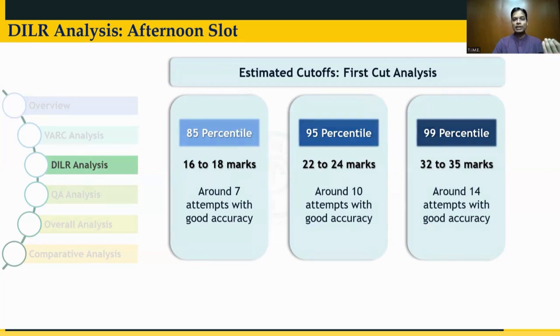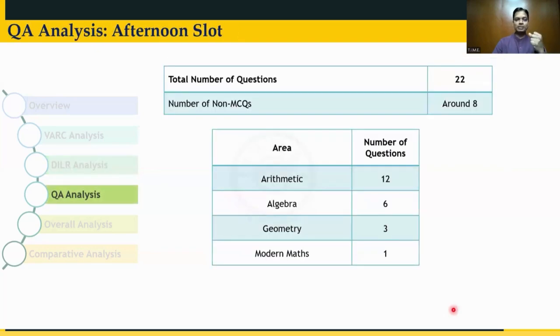But hopefully that shouldn't have affected the 3rd section, the QA section. That is what we are going to look at now. So in the QA section, the number of questions remained unchanged, as we said, and the number of non-MCQs were around 8. And the area distribution this year had a slight change over last year.